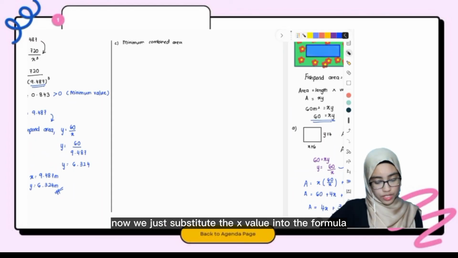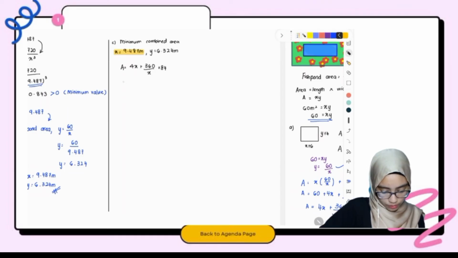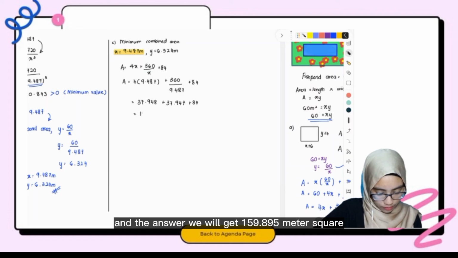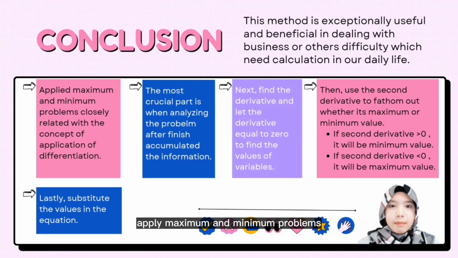In question 3, they want the minimum combined area, which means that x and y must be at the minimum value. Then we just substitute the x value into the formula. So we get A equals 4 multiplied by 9.487 plus 360 over 9.487 plus 84. And the answer we get is 159.895 meters squared.